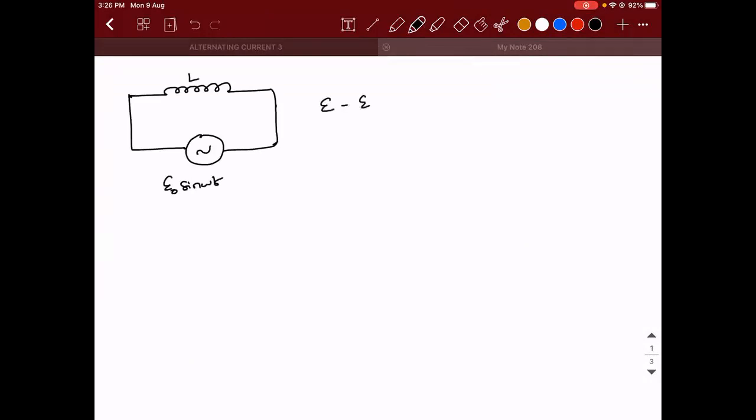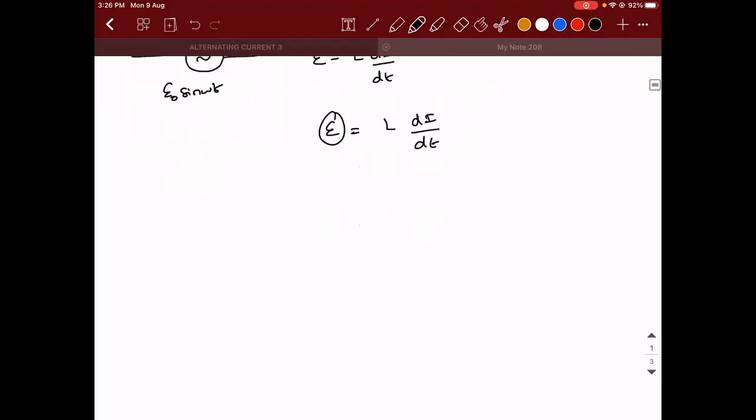So E minus E back is equal to I into R. So this is equal to 0. So E minus L into di divided by dt is equal to 0. So what is the value of EMF? EMF is equal to L into di by dt. So what is the value of EMF, guys?